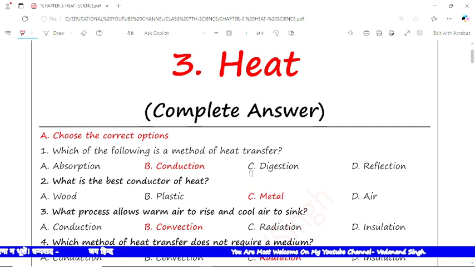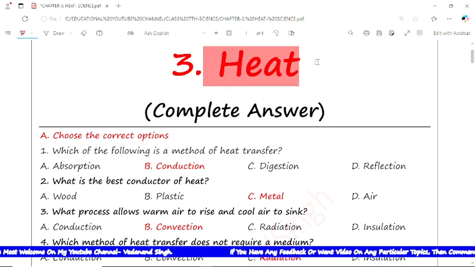Today in this video, I'm going to do the complete question answer of the unit 3rd. The name of the chapter is heat. So we have done all the question answers. So look, first are the MCQ type of questions. And for your betterment, I have highlighted the answer with the red color. So I'm not going to read all the options. I would read out the answer only.